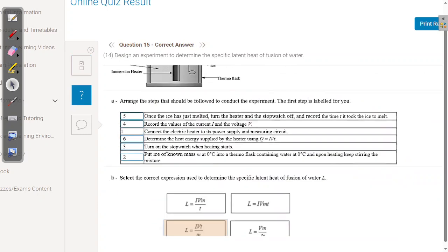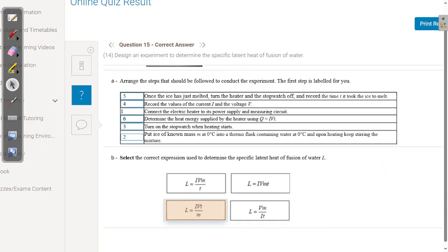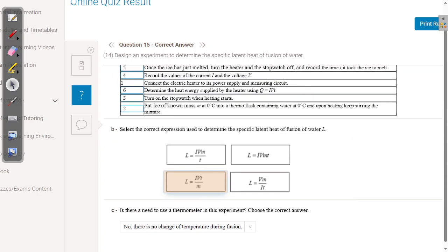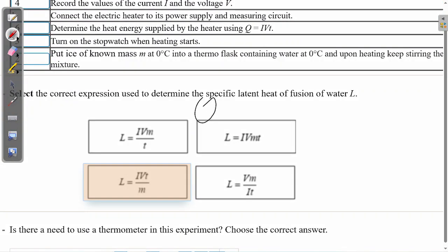Okay, again, this is the same thing, but for latent heat of fusion. No change of temperature again. And for this one, you know that Q is equal to IVT, and also Q is equal to ML. So they made them equal, ML equal to IVT, then they divided by M. Okay.